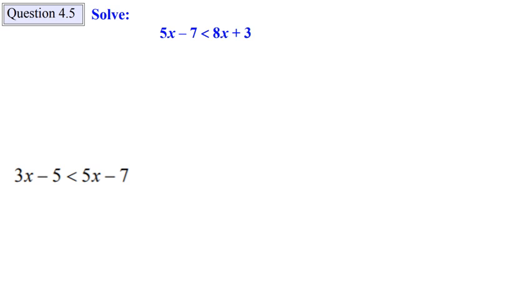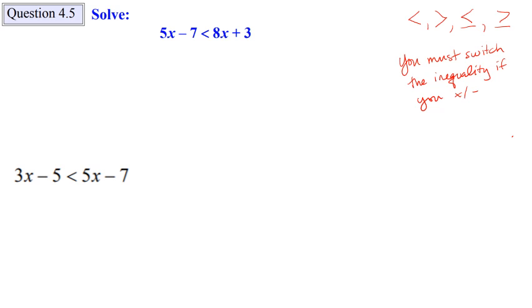Inequalities are symbols that are less than, greater than, less than or equal to, greater than or equal to. And the way we solve them is we solve them as if it has an equal sign, except for one very special rule. And that rule is that you must switch the inequality if you multiply or divide by a negative.